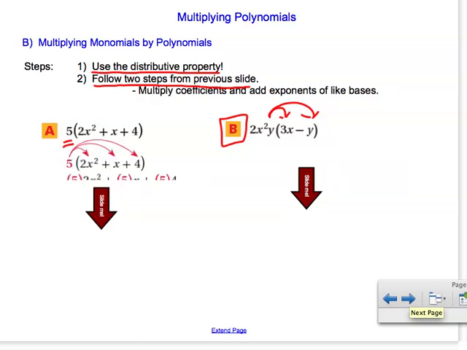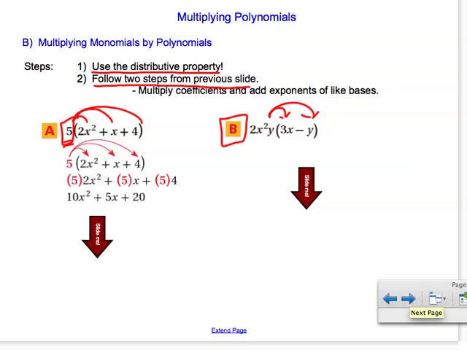Here's our first example. You can see the arrows of the distributive property. We're going to do this 5 times each of the 3 parts of our trinomial. And so we should get 10x to the second plus 5x plus 20. None of those are like terms, so I'm basically done.